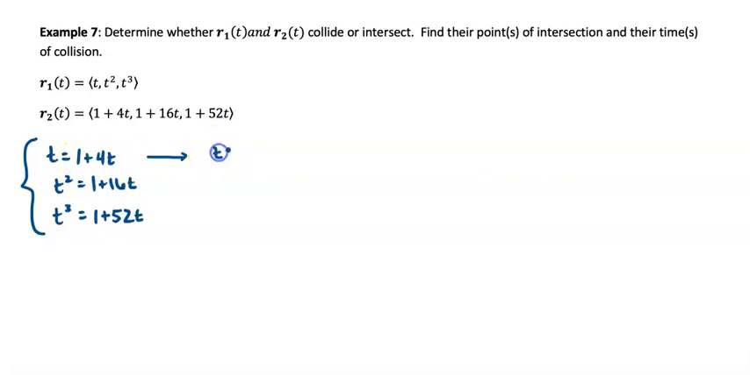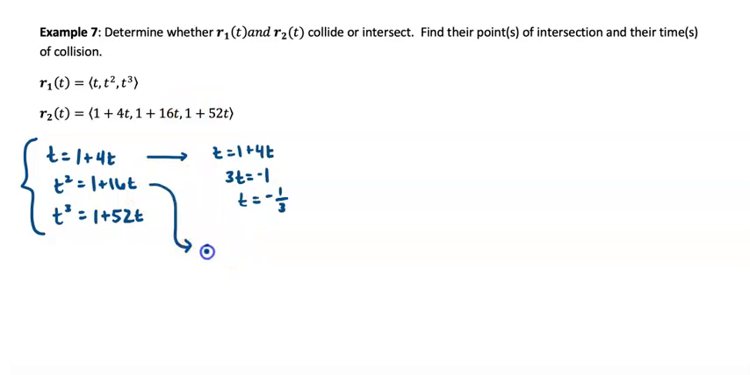Rearranging this, t is equal to 1 plus 4t. If we subtract t from both sides and subtract the 1, well, we get 3t is equal to -1, which gives us t is -1/3. So if there is in fact an intersection, then this time of -1/3 will be a solution for these other two equations. So now let's try to plug this into the second equation.